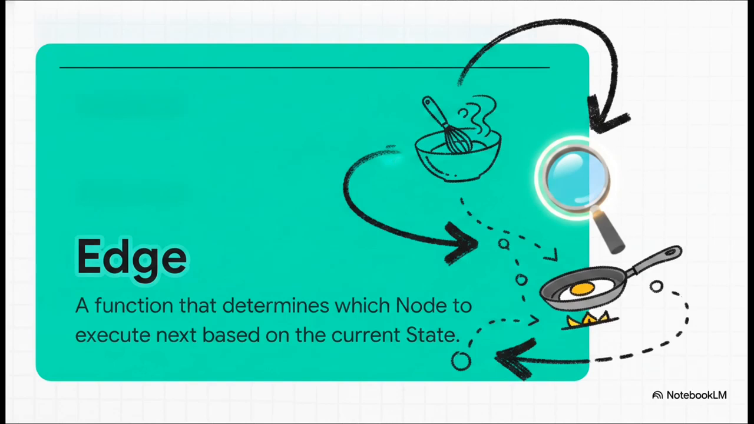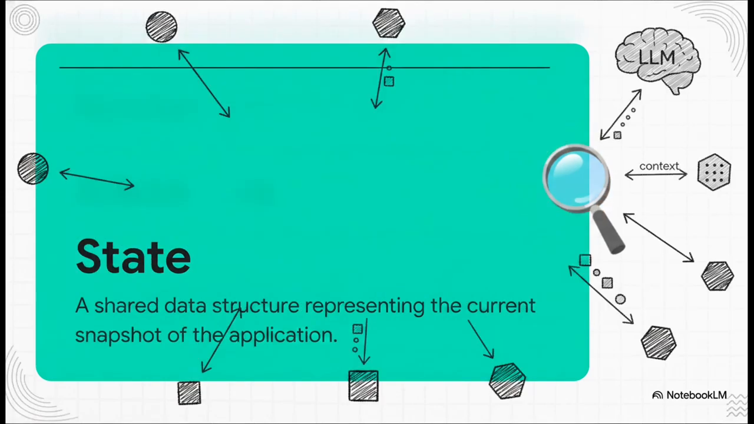Okay, so what about an edge? Well, edges are essentially the decision makers of your application. They route the entire flow. An edge looks at what literally just happened in your node and decides where to go next. Going back to our breakfast analogy, an edge is what decides whether those eggs need a little more whisking, which routes you back in a loop, or if they're finally ready, moving you forward to pour them right into a hot pan.